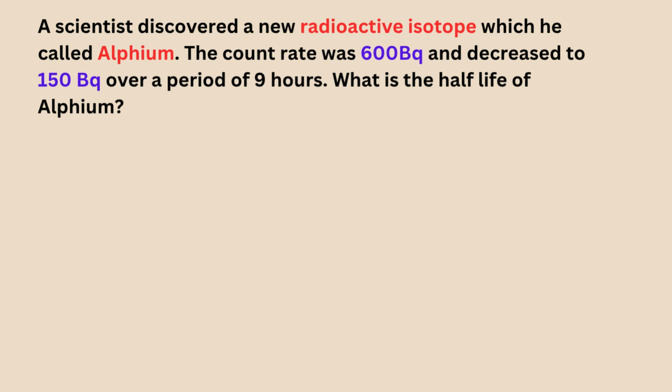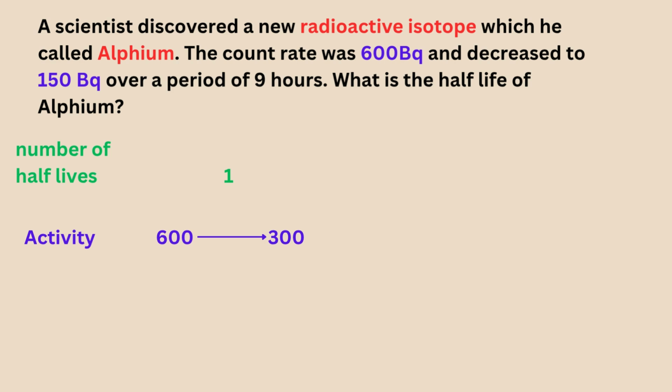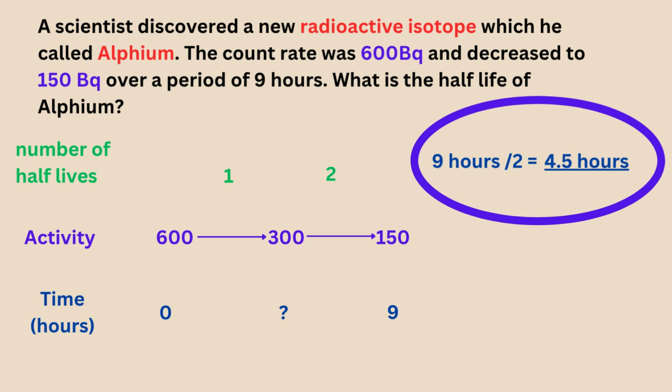So if the activity starts at 600 becquerels, after one half-life it will be 300 becquerels. And then after a second half-life, the activity will be 150 becquerels. Now that took 9 hours in total. And there were 2 half-lives, so it will be 9 hours divided by 2 is 4.5 hours per half-life.